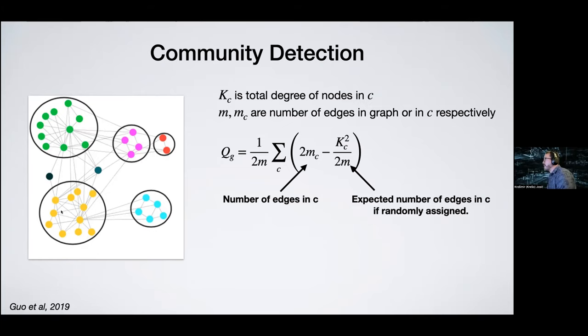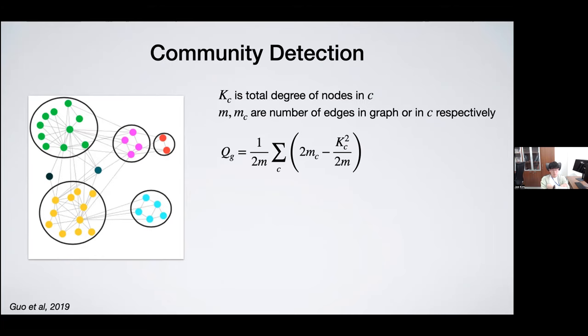One thing you can't avoid when you do this is what's called the resolution problem. This will give you just the large communities. It will give you a large scale picture, but will not break up those communities. Small communities are very, very hard to find using that.